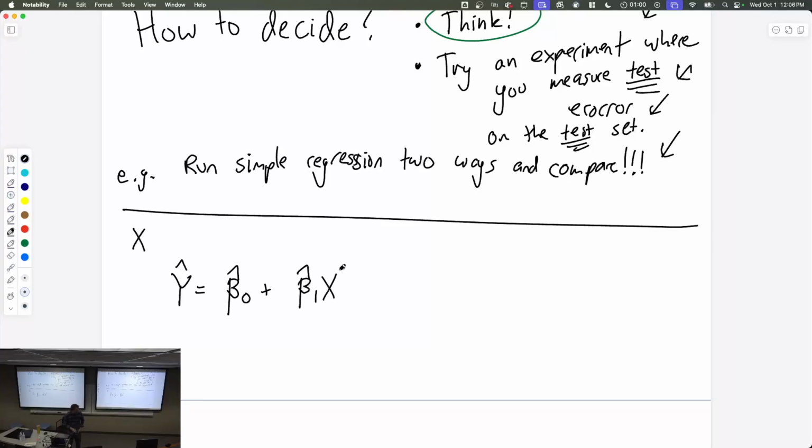Beta hat 0 and beta hat 1 are determined to minimize the sum of squares. Some people call this the arg minimum of the square loss. I'll call this the loss function, the mean squared error. So for every possible value of beta hat 0 and beta hat 1, you get some amount of error, and we choose the ones that minimize the mean squared error. Okay, so that was before we standardize it.